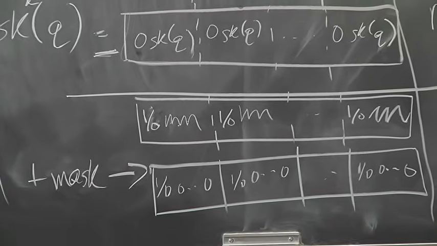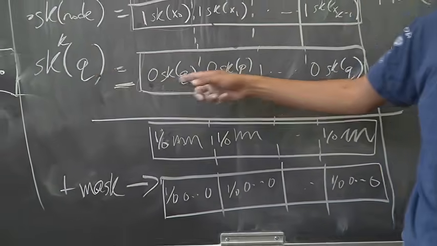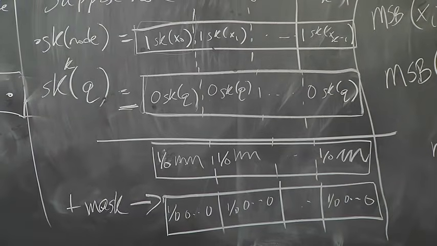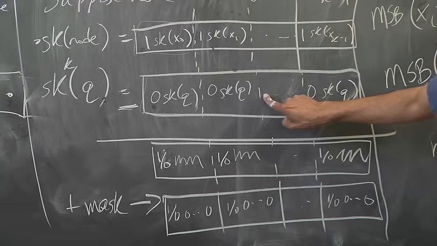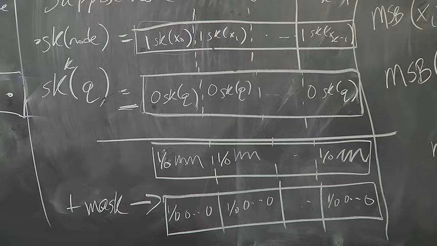By the way, I'm forming this in preprocessing. Q comes on the fly. How do I form the kth power sketch of Q? You multiply by a number that has 1 here followed by zeros, 1 here followed by zeros, 1 here followed by zeros. So that's a single multiplication.